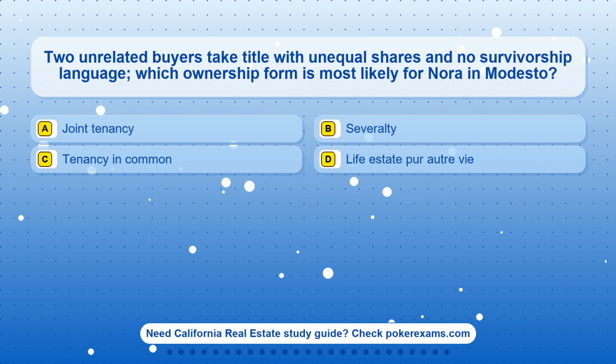Question 6. Two unrelated buyers take title with unequal shares and no survivorship language. Which ownership form is most likely for Nora in Modesto? Option A. Joint tenancy. Option B. Severalty. Option C. Tenancy in common. Option D. Life estate per autre vie.